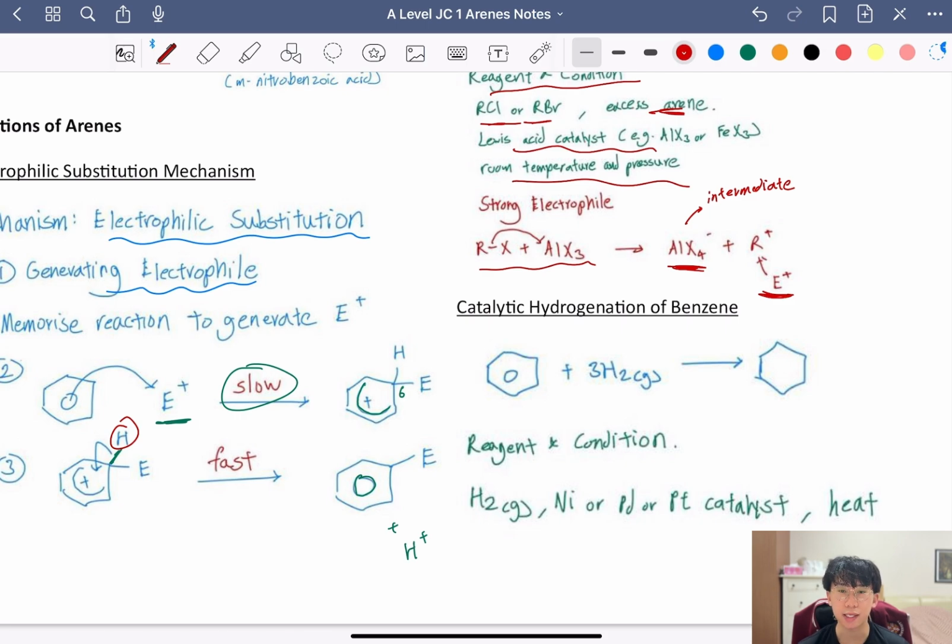Other reactions that benzenes can go through are catalytic hydrogenation. So this is where I'm just reducing the benzene and removing all the double bonds. So I can do this with H2 gas, with either nickel or palladium or platinum catalyst, and by heating.